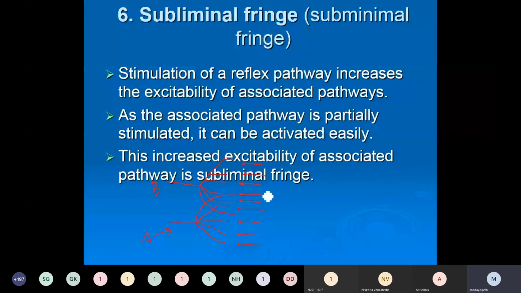If you notice here, look at these two neurons. These two neurons are actually getting signal from both A and B. Now, when I stimulate this neuron A, I am going to get a definite response from these ones. Neurons in the peripheries, in the ending, these ones.